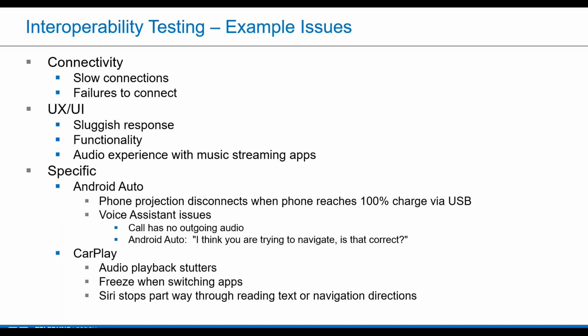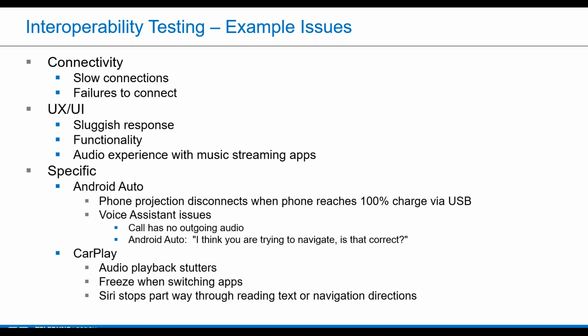So Tim, I've just listed here a few examples of recent issues that we come across. They can include basic things like connectivity issues, so slow connections or failing to connect in the phone projection mode. So if a phone fails to connect maybe 1 in 1,000 times, that may seem like a very low failure rate, but over 100,000 vehicles, obviously that becomes a significant amount of customer service calls, costs, and reputation.